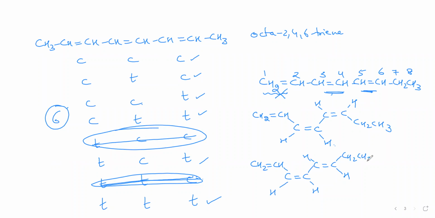Here now, what is the configuration? Cis trans. Yes. Likewise, you can have trans here and cis here, and you can have trans at both. So how many configurations for this compound? 4. 4.